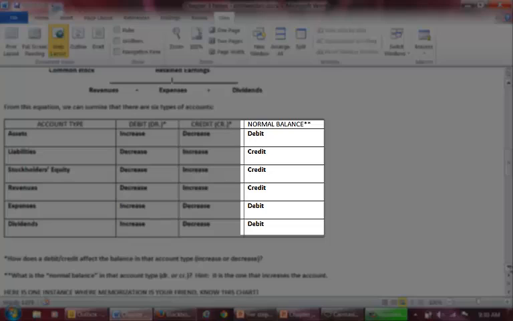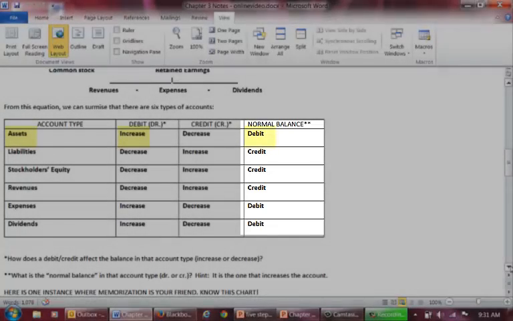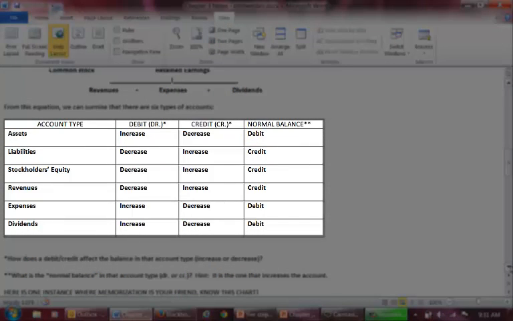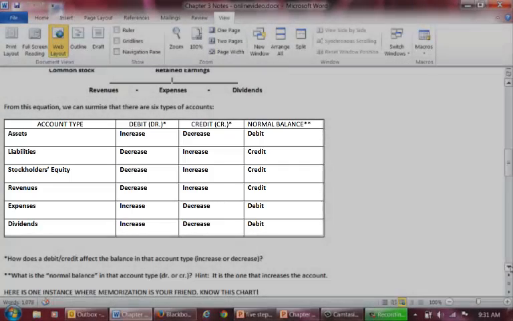A trick to remember the normal balance is it is whatever increases the account balance. So for example, the normal balance of an asset is a debit because debits increase an asset balance. You must know this chart. This is one time where memorization will actually help you in this class. Know this chart like the back of your hand because your knowledge of this chart is critical to your learning how to prepare journal entries.